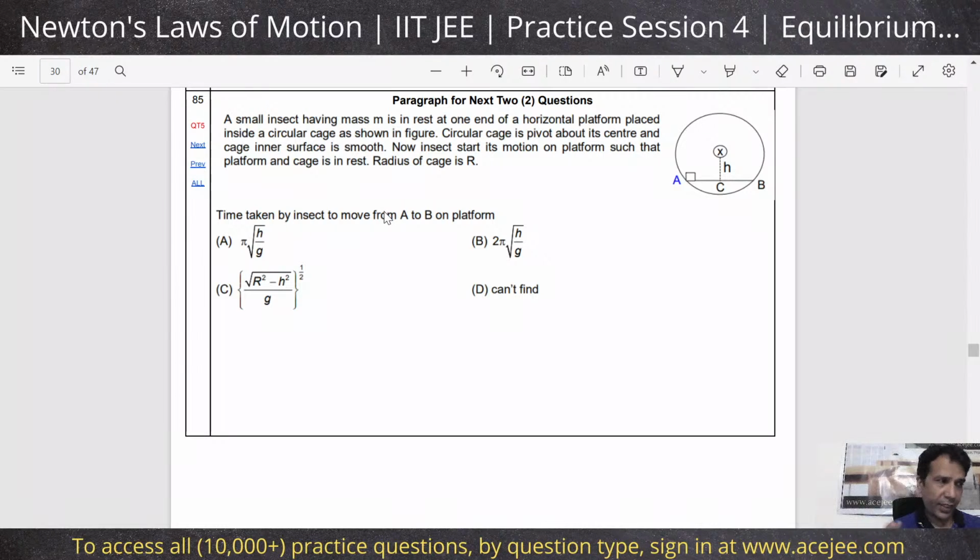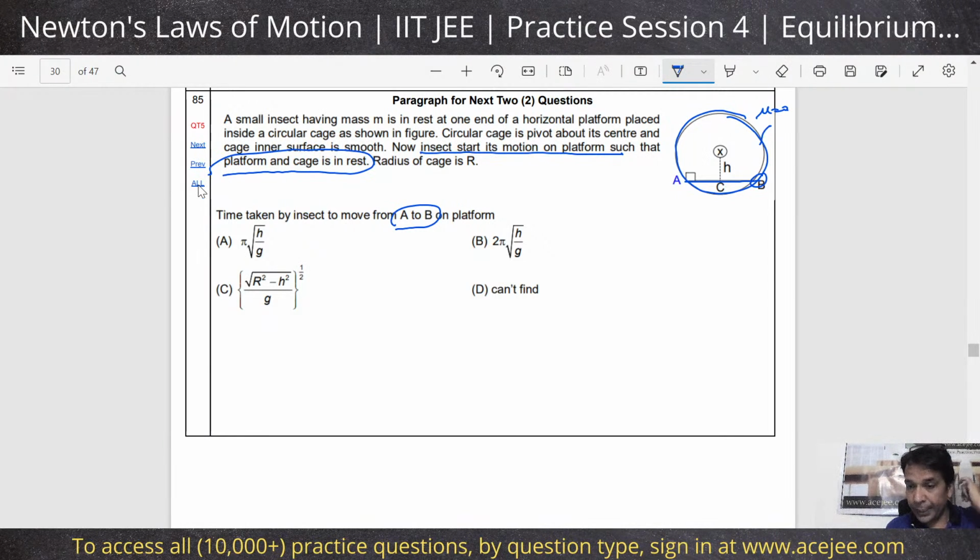This is a very interesting problem. What is given? This is a cage, it is smooth from inside, there is no friction, mu is 0. They have kept a horizontal platform, that means there is no friction here at A and B points. Now the insect starts to move from A. The question is how much time will it take to go from A to B? Now what is the trick behind it? Given that the insect moves in such a way that the platform and the cage are at rest. So let's see.